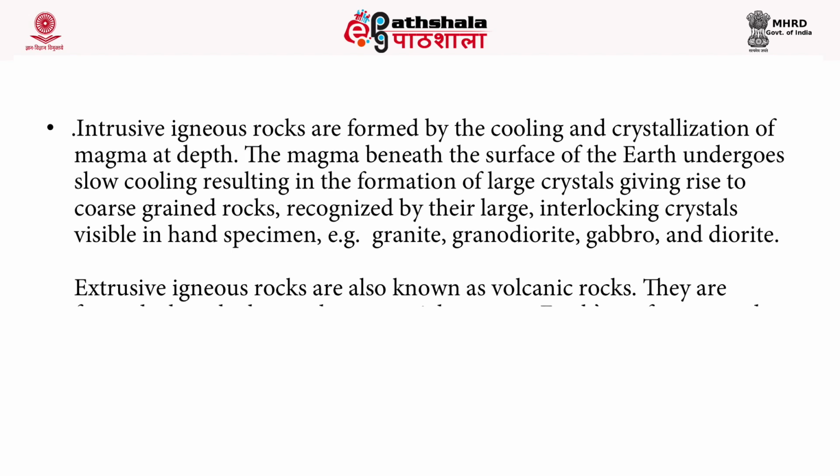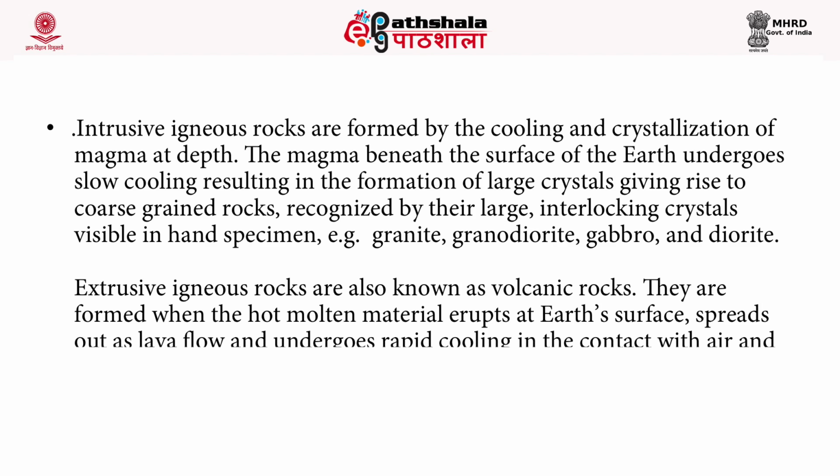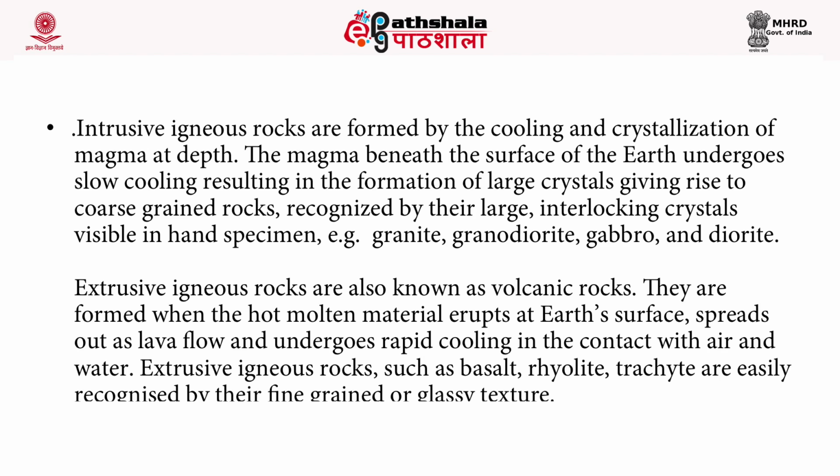Extrusive igneous rocks. They are also known as volcanic rocks. They are formed when the hot molten material erupts at the surface of the earth. It spreads out in the form of lava flow and it undergoes rapid cooling in contact with air and water. Extrusive igneous rocks are basalt, rhyolite, trachyte, and these rocks can be recognized by their fine grained or glassy texture. Why do they have fine grained or glassy texture? Because of the rapid cooling.